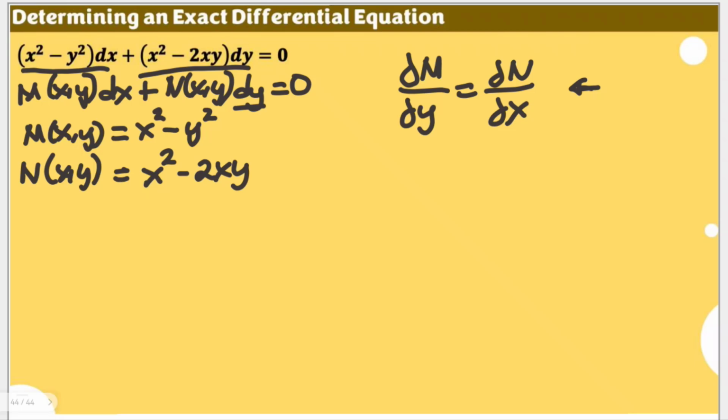This is very essential because if we pursue solving this differential equation, there are two different methods for exact differential equations and non-exact differential equations. Let's start with the partial derivative of M with respect to y. We are going to use y as our independent variable.